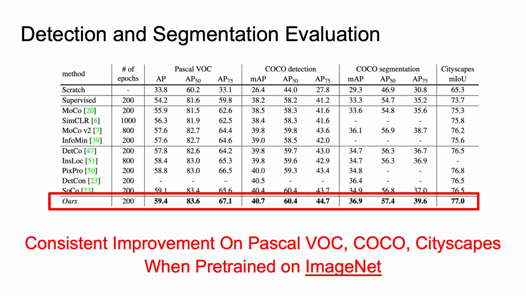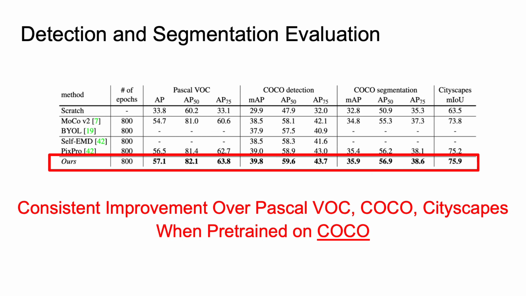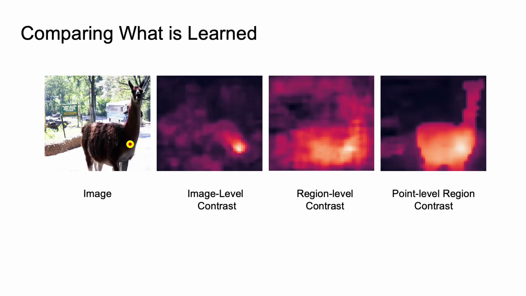When evaluating on various tasks of detection and segmentation, we see consistent improvement on these datasets, no matter whether pre-trained on ImageNet or COCO. Let's compare what is learned with different methods. These figures show the affinity maps to the reference point after pre-training.